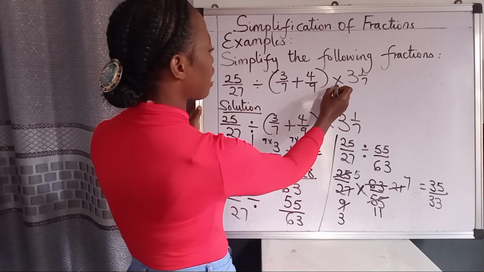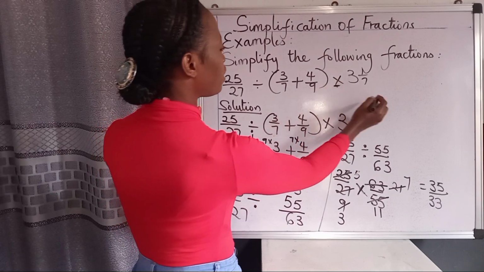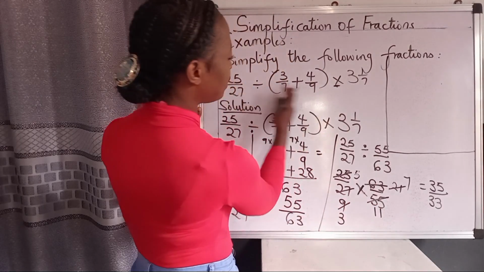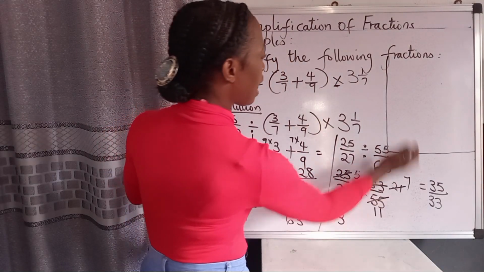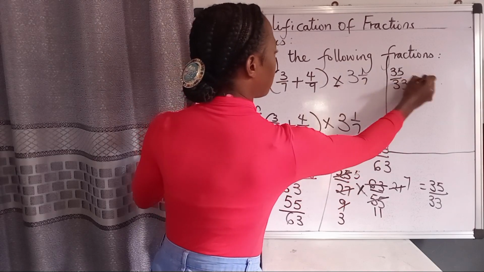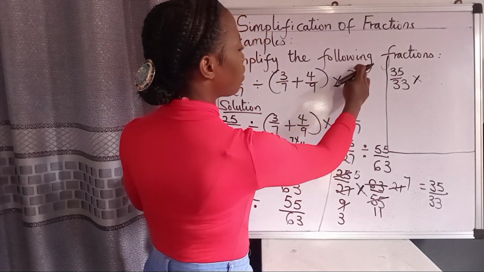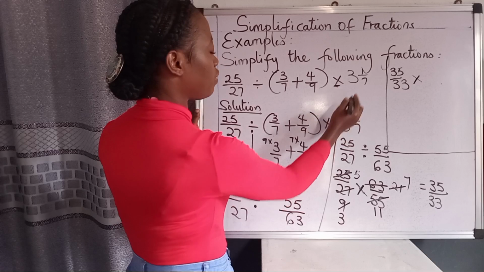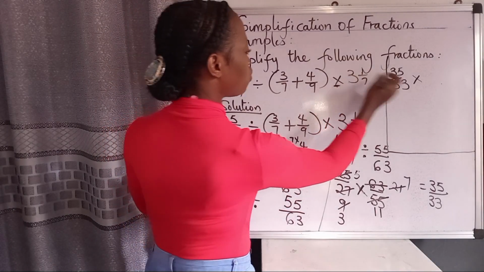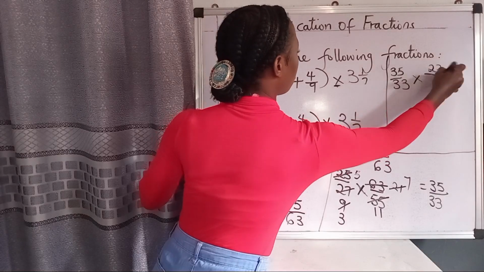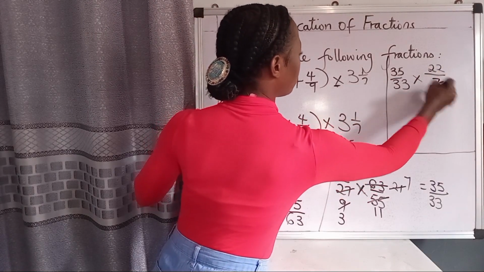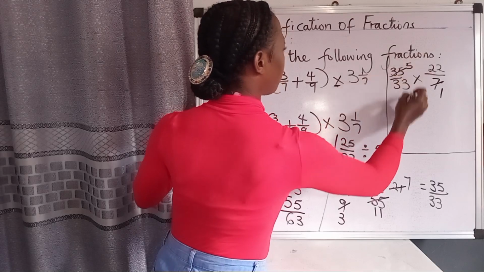Now the last sign I have is the sign of multiplication. So remember, what we worked out here is on the left hand side. So we have 35 over 33 times, now 3 whole number 1 over 7, we change it to an improper fraction. 7 times 3 is 21. 21 plus 1 is 22. So we have 22 over 7. 7 can divide. 7 here is 1. 7 in 35 is 5.